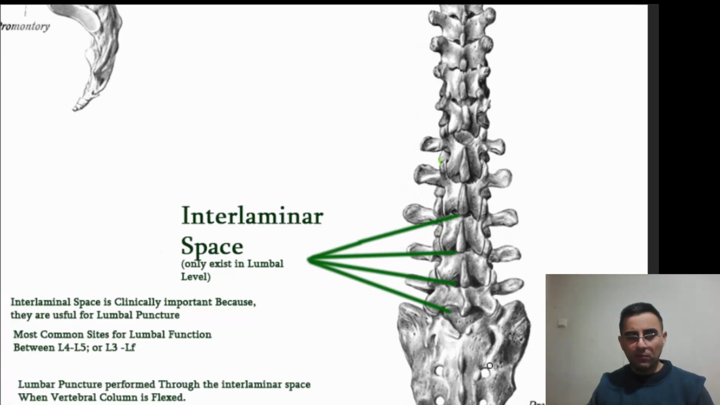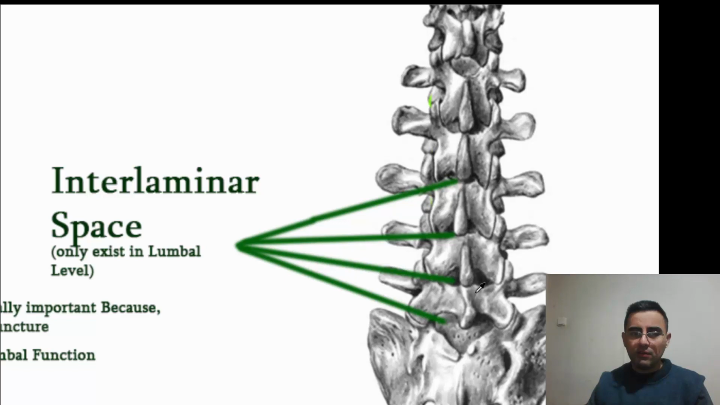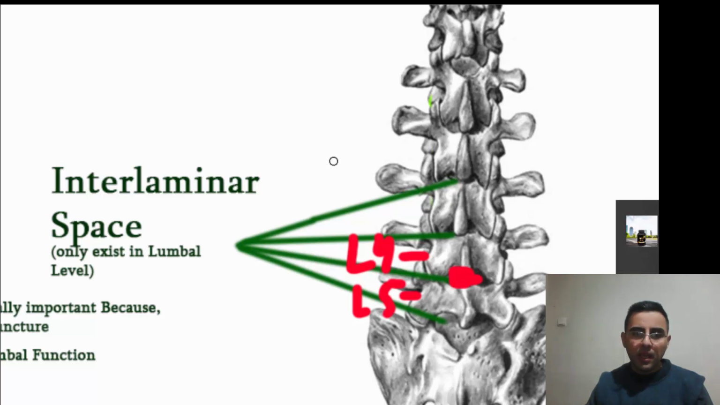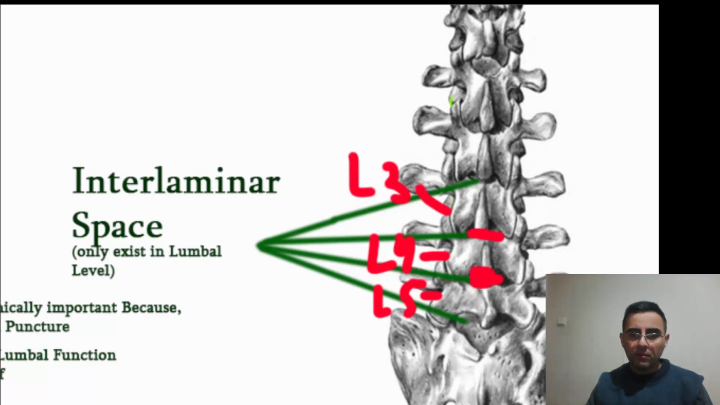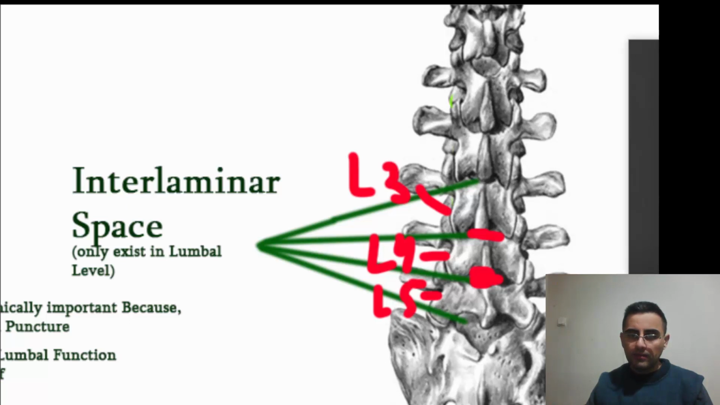Where we can puncture, what are the most common sites of puncture, and this is called lumbar puncture. Most common sites of lumbar puncture is between L4, here is L4, and L5, here, between L4 and L5 here, and between L3 and L4 here. In these two spaces is the space for lumbar approach, lumbar puncture. Okay.